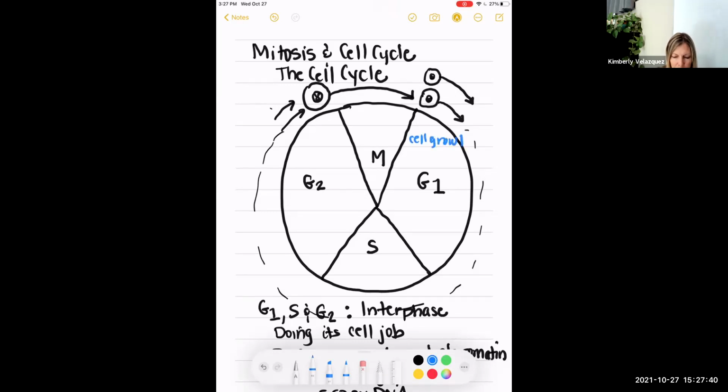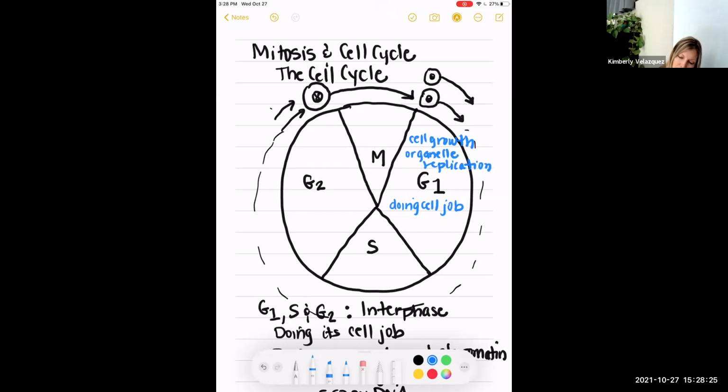in G1, which is going to include some organelle replication. So whatever this cell's job is, it's going to make a lot of those organelles. If it makes a lot of proteins, it's going to make a lot of ribosomes. If it's making proteins for export, it's going to need a lot of endoplasmic reticulum for those ribosomes to attach to, to package those proteins for export, a lot of Golgi, etc. But it's mostly just doing its cell job, just like it is in all of interphase. So it's making proteins.